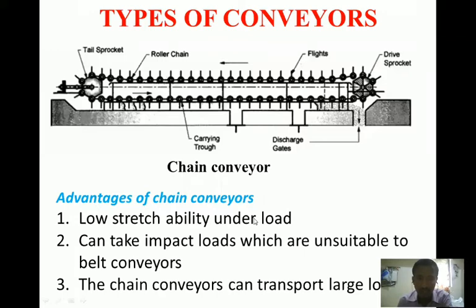The advantages of chain conveyors are, first, low stretchability under the load. Stretching is very negligible. But in the case of belt conveyors, if you apply more load, the stretching is high. Also, chain conveyors can take impact loads, which are unsuitable for belt conveyors.